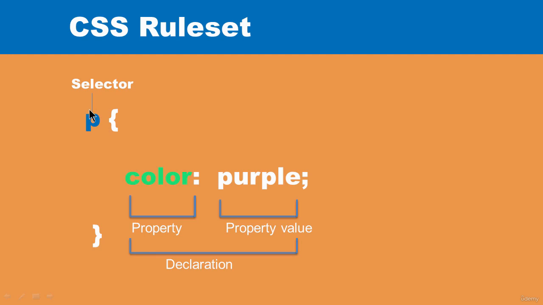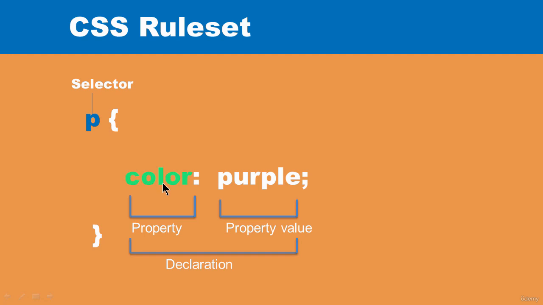So in this case, the P here is the selector, which is the HTML element I want to apply styling to. Next thing you need to do, you need to put in an opening curly brace and a closing curly brace. Very important. You have the curly braces, and inside the curly braces is where you actually write the CSS. So it consists of different parts.